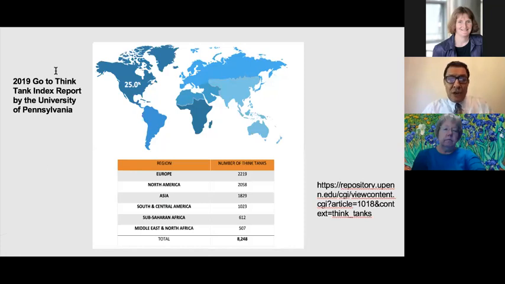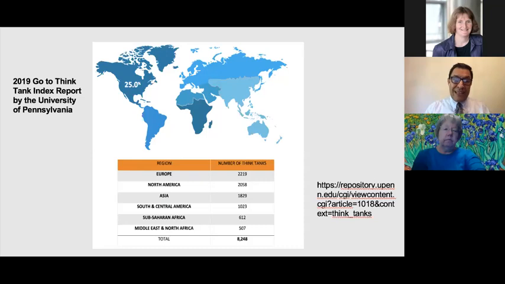The 2019 Go To Think Tank Index report, which scans think tanks worldwide, is produced by the University of Pennsylvania, and has this graph where you can see the number of think tanks here, okay? Look, it's not that there are a few, there are a lot. This index, which is a very good scan of think tanks, is available here. So there is a number of think tanks.